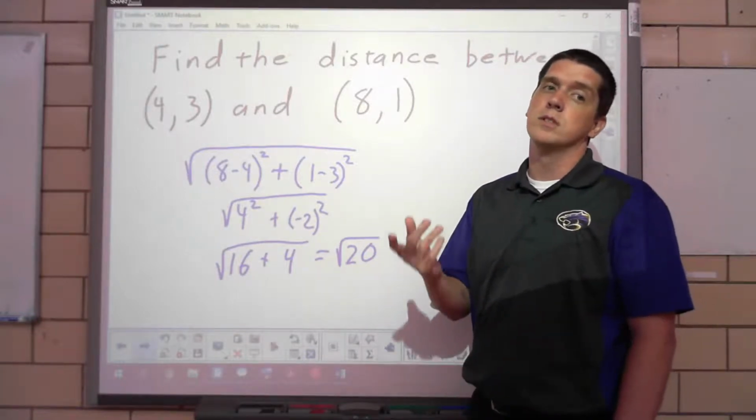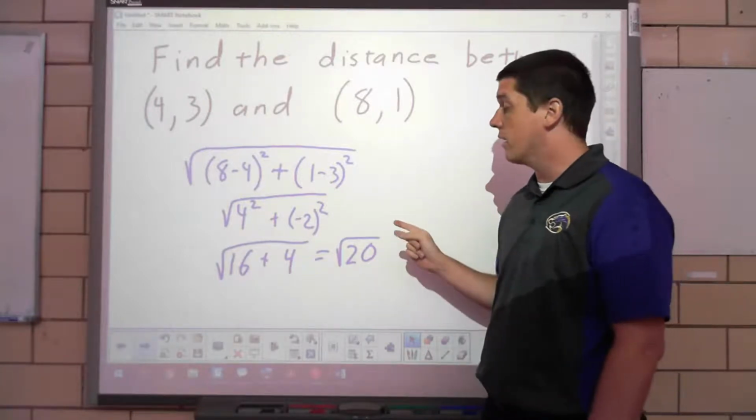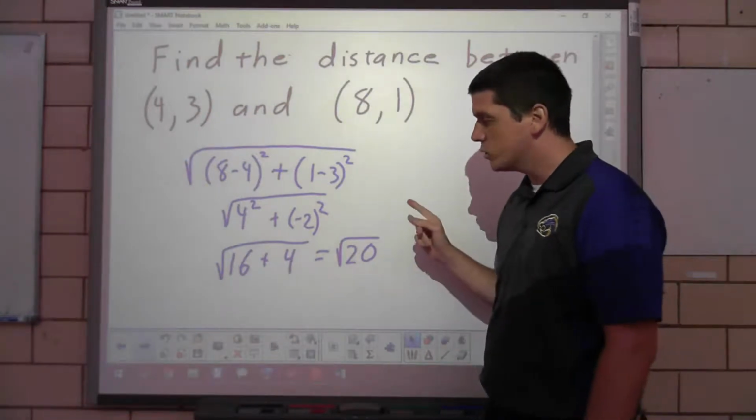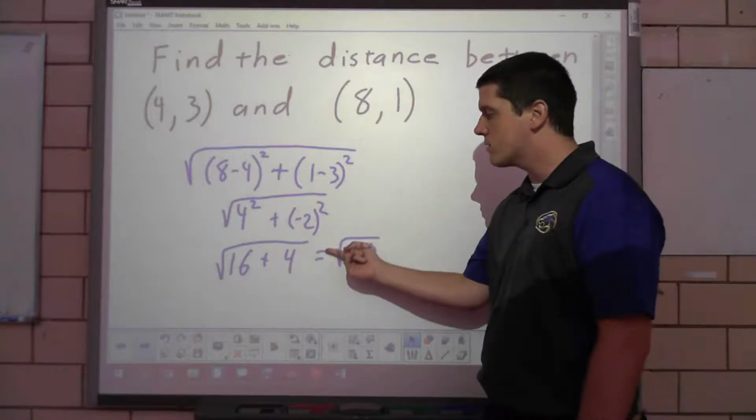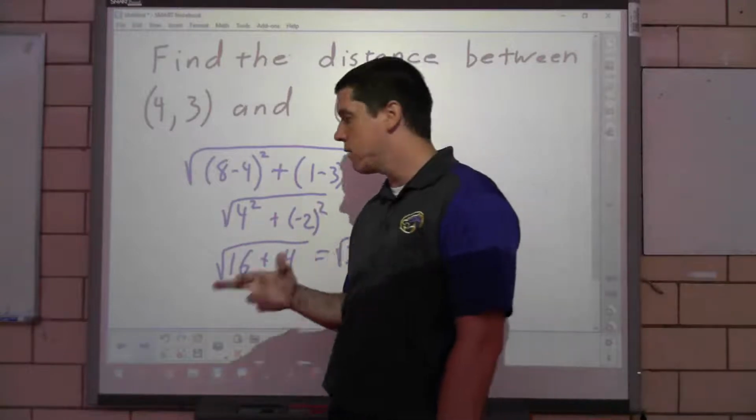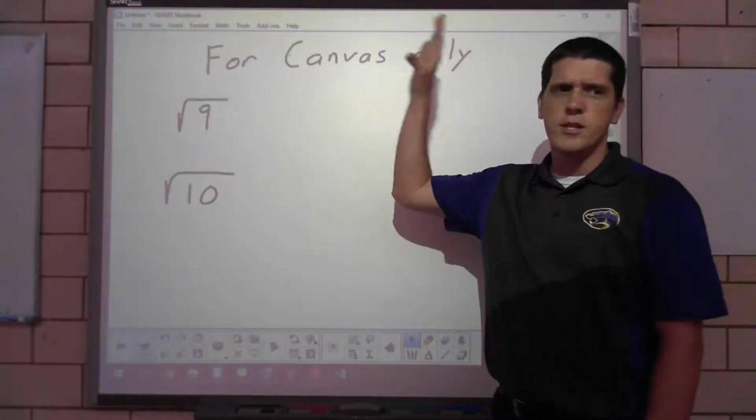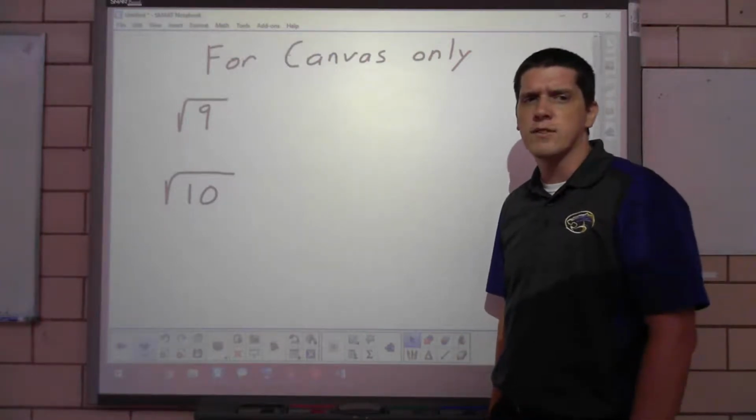Now, in that regard, I want to make sure something's clear. When we have something like the square root of 20 here, I'm going to want you to type it into Canvas. Canvas isn't really letting you type in square roots. It bothers me, but it's not really letting you type in square roots. So I want to take a moment and talk about when we're using Canvas, how we're going to type things in.